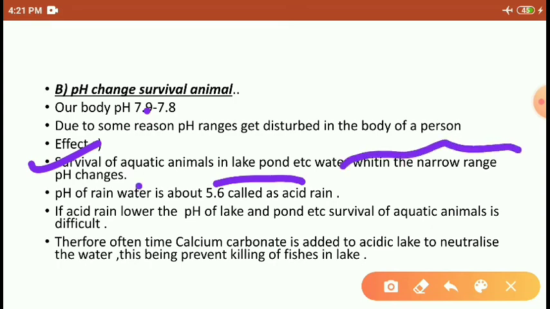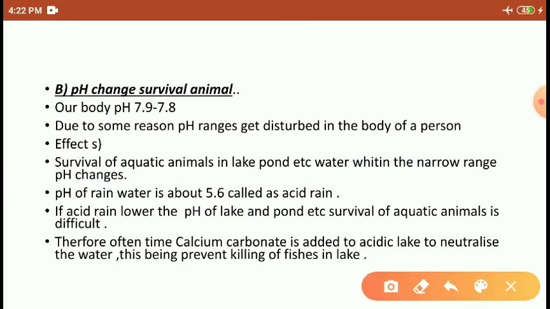If there is a small change in pH, the aquatic animals living in water, which have a particular pH, find it very difficult to survive. Whatever fishes, tortoises and other creatures are present, it is very difficult for them to survive in water with even a narrow change in pH value, right students? When acid rain falls down, the acid rain pH is 5.6, right? So the acid rain lowers the pH of lake and pond water.